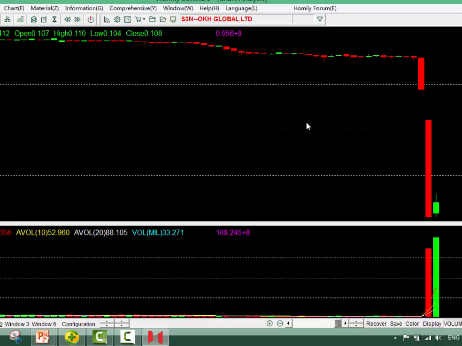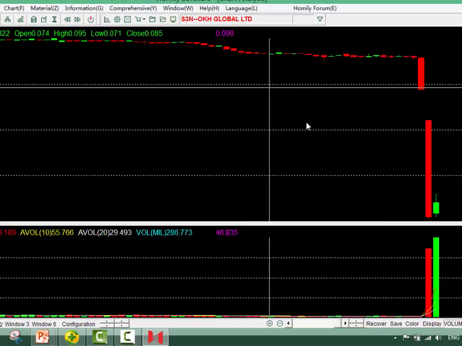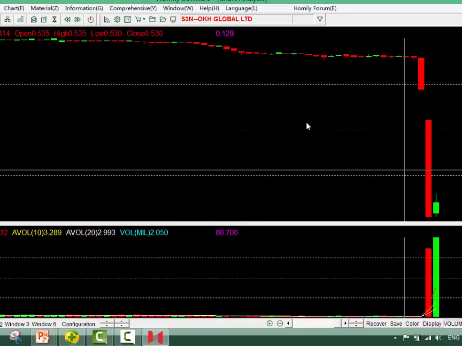Last time I already told you the price sharply up. Then we can see here the price went up, right? So if you buy the shares, where is the sell point? Half of the candlestick, right?